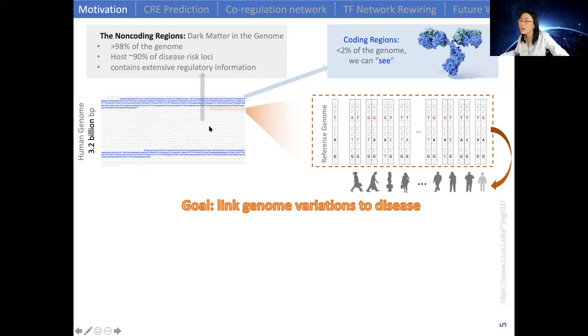And then over the past 2 decades, there have been a lot of efforts going into this dark matter in the genome, trying to see why they do not directly make proteins, but they host the majority of the disease risk loci. And later, through computational and experimental efforts by individual investigators and premier consortium work like ENCODE, the Roadmap Epigenomics, and FANTOM, we know that those dark regions in the human genome contain extensive gene regulation information. Although they do not directly make proteins, they actually play an important role to indirectly impact how the proteins are made. And they play an important role in deciding the final phenotype of different individuals.